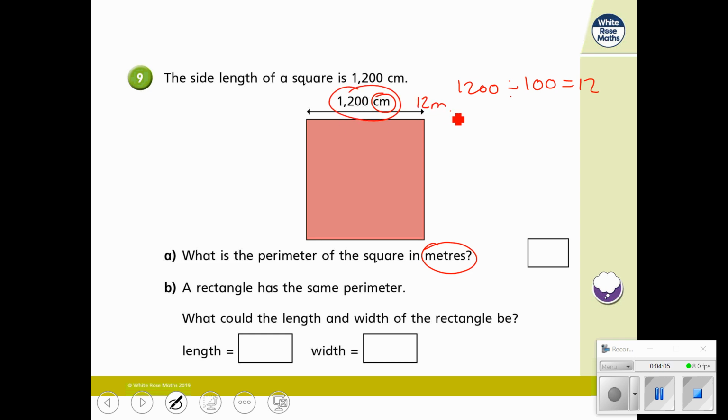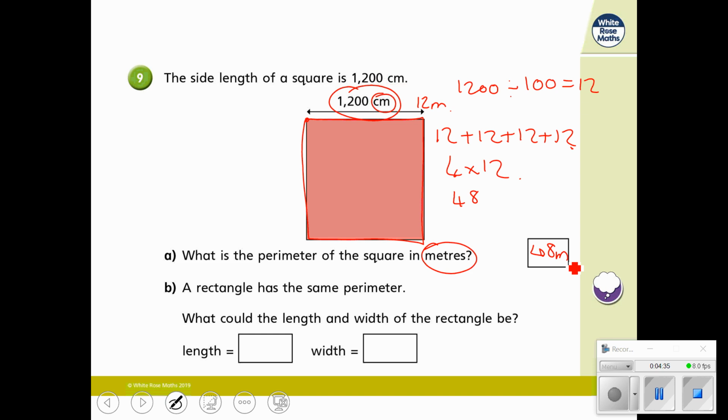Now, the perimeter is the distance around the outside of the shape. So if I started here, it is this length, add this length, add this length, add this length. But we know about the properties of a square. We know that each side is of equal length. So we've either got 12, add 12, add 12, add 12, or we can say 4 times 12. So our answer is 48 meters.